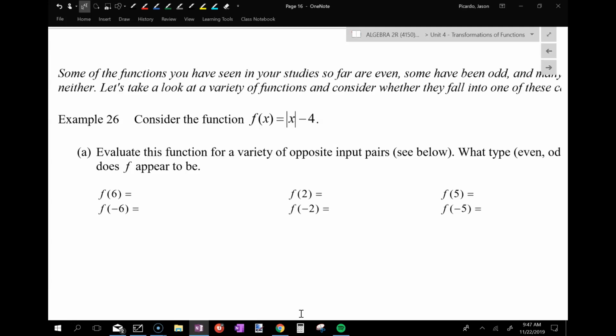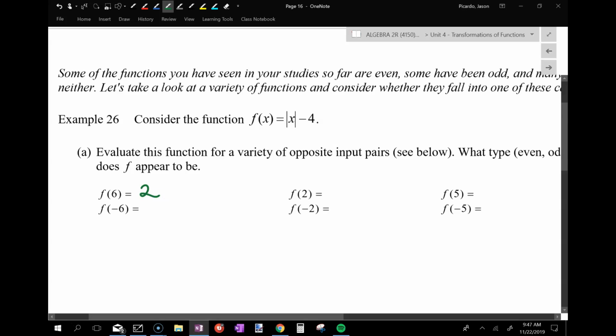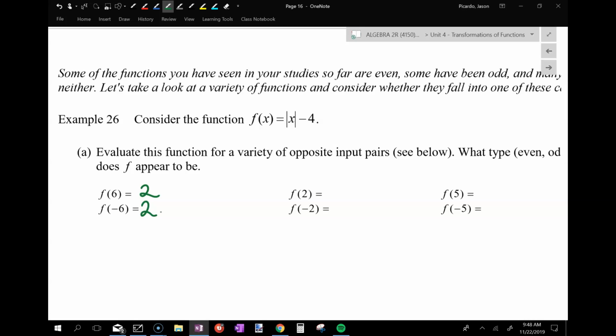Guys, so if I plug in 6, what's the absolute value of 6? 6. 6 minus 4? 2. All right. Well, now if I take -6 and plug it in, what's the absolute value of -6? 6 minus 4? 2. So what do you notice, guys? And this is what Trinity was saying. I plugged in 6. I plugged in the opposite of 6, and I got the same result. So far, this is looking like it's probably going to be what? Even. Even means same result.